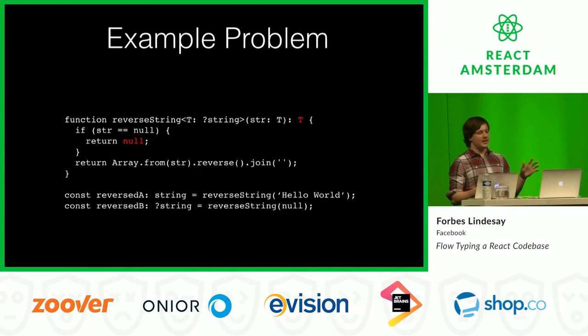There's a slight mistake in this code, which is that Flow doesn't know that the null that we're returning is actually of type T. So we need to go a little bit further with this and say, actually, we're going to return string if it's null rather than returning null if it's null, which doesn't change the behavior of the code, but it just kind of tricks Flow into working.